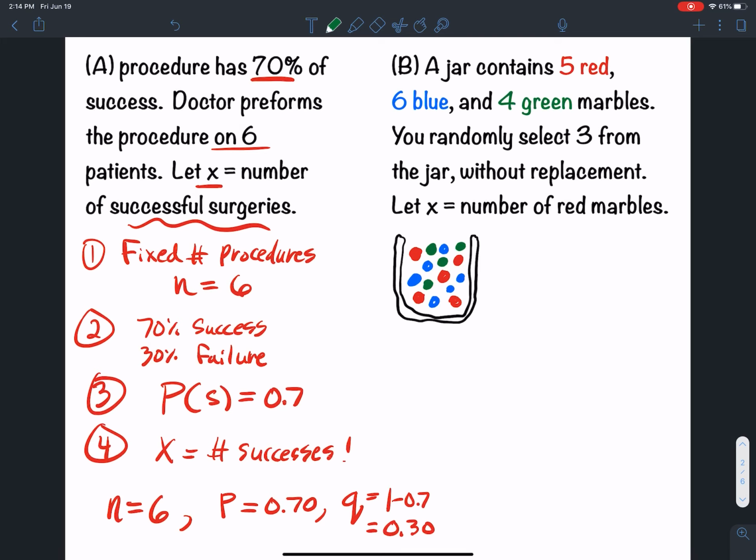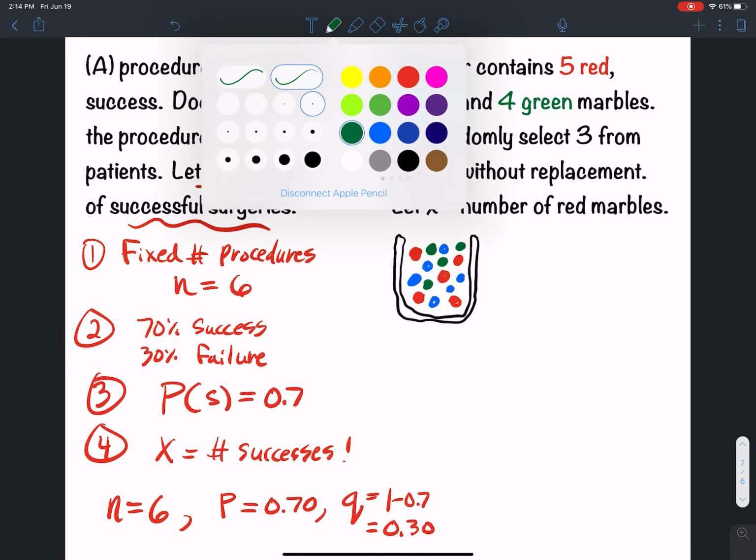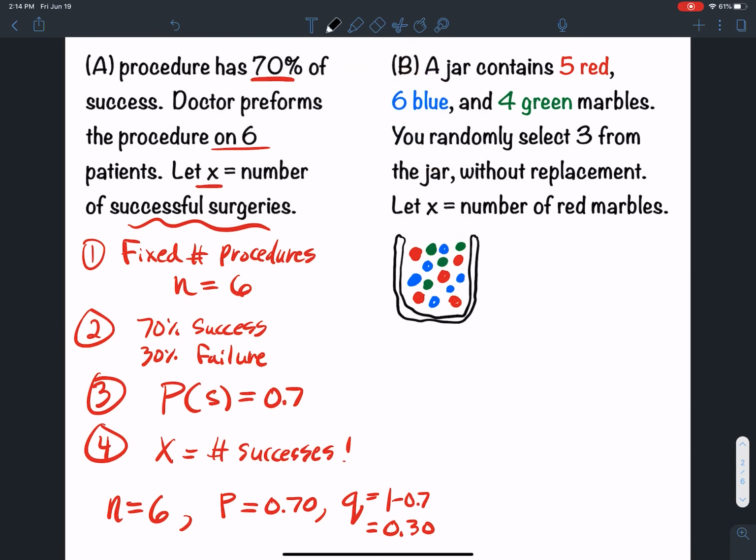All right. Now you randomly select 3 marbles without replacement, meaning when you pick up a marble, you don't put it back in, you pull it out. Let X be the number of red marbles. All right, so X can either be 0, 1, 2, or 3.